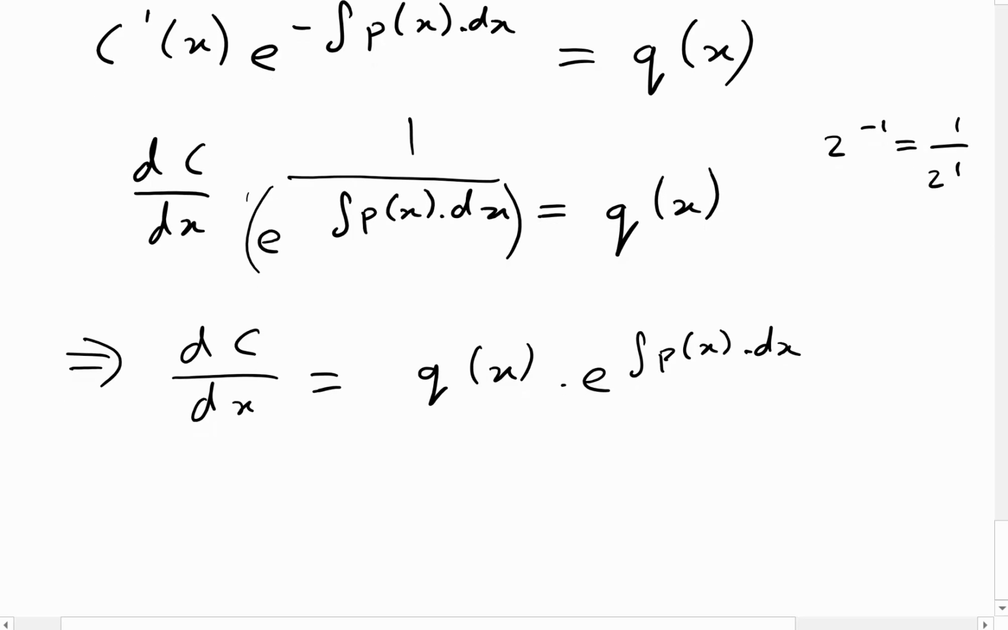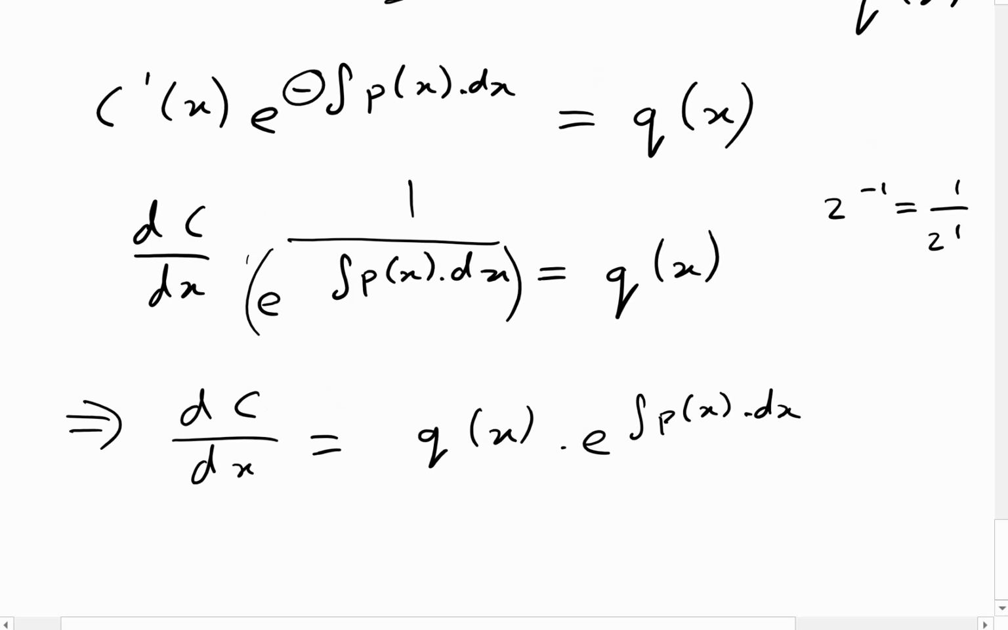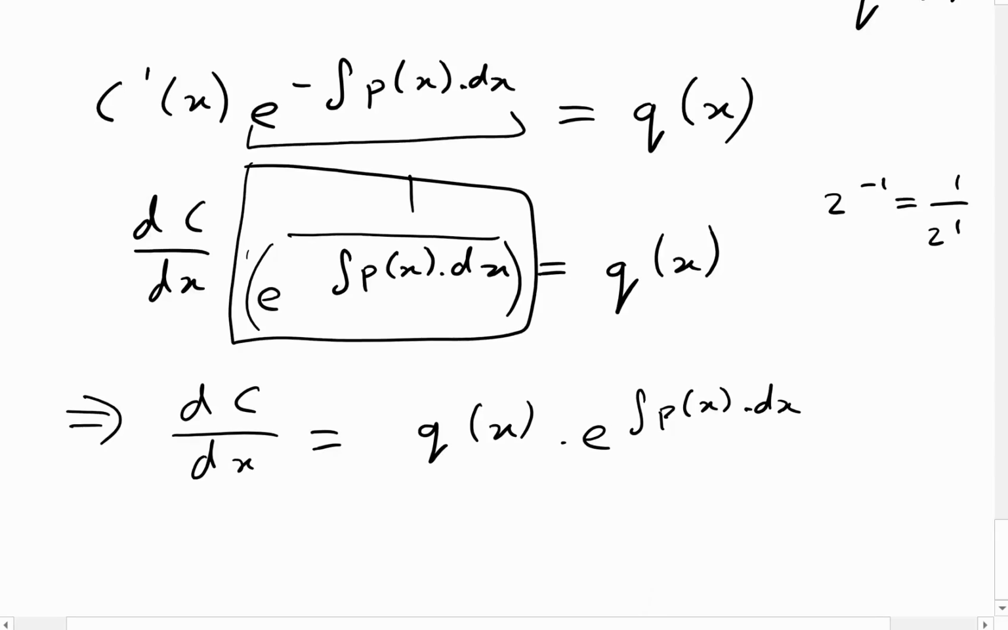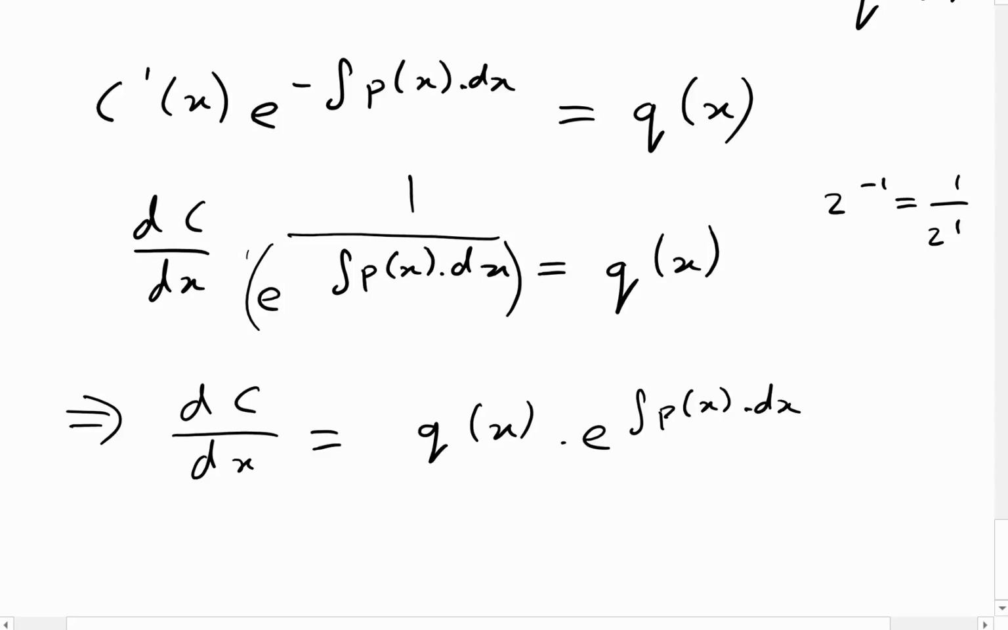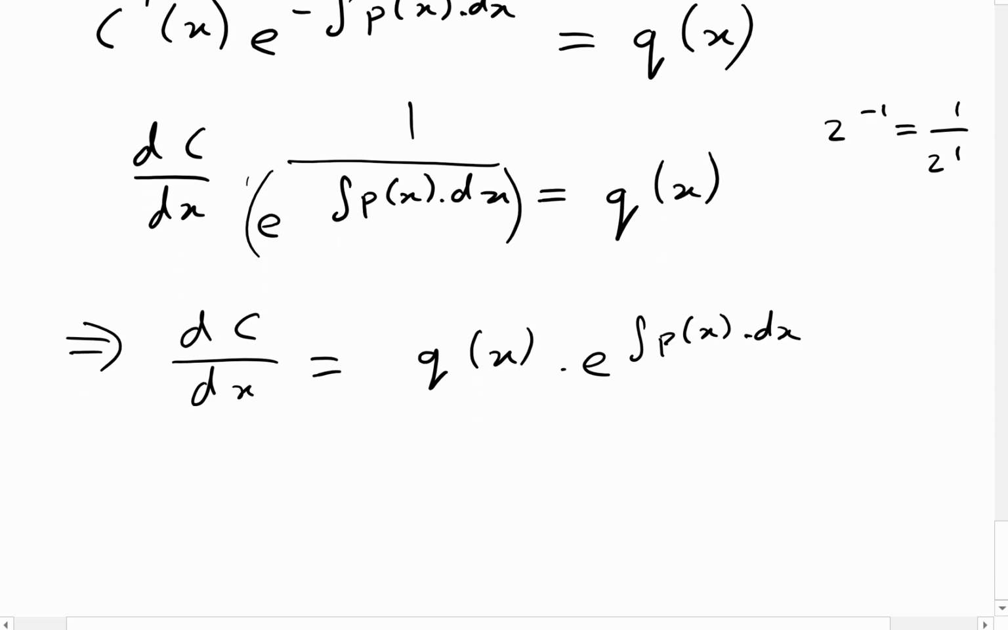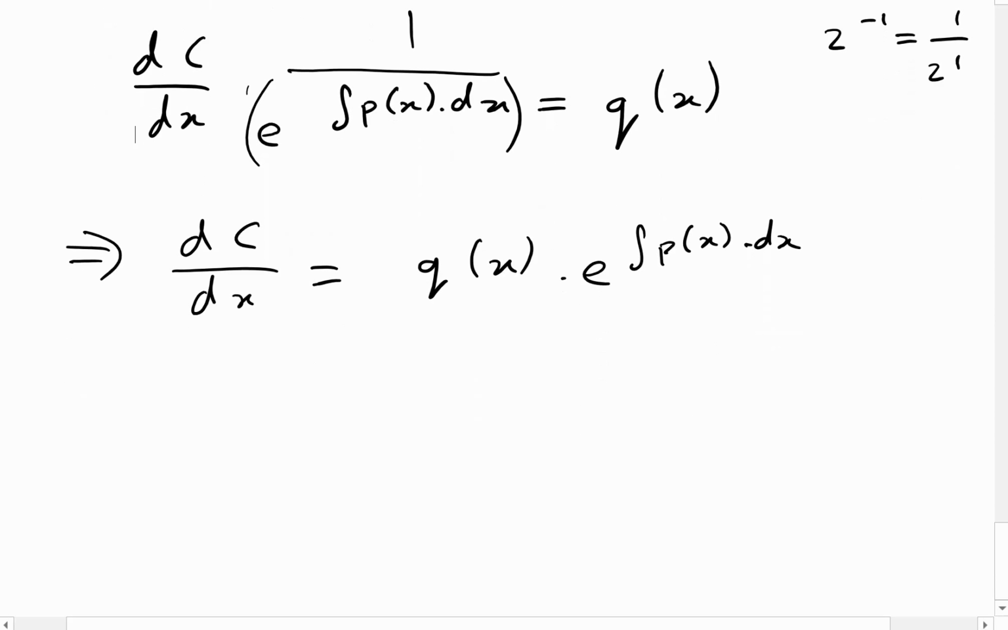Purely, all I've done is see that minus there, and before I've done anything, I've just rewritten that as this thing here. And so, to isolate dc by dx on its own, I'm just going to have to multiply through by this denominator. Okay, so that's how I've got to there.